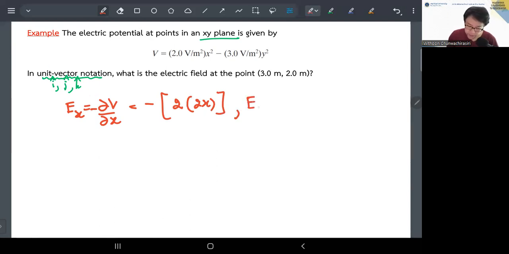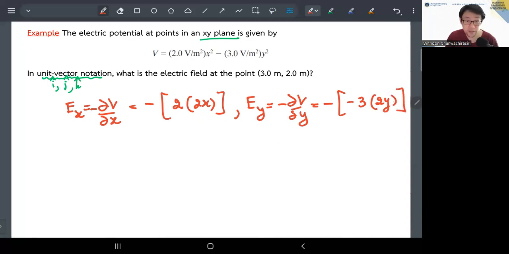So for the y component, you do the negative dV by dy. So there's a negative again. That's a negative 3 in the front. And then you do the derivative of y squared, you get 2y. All right, works. And that's it.